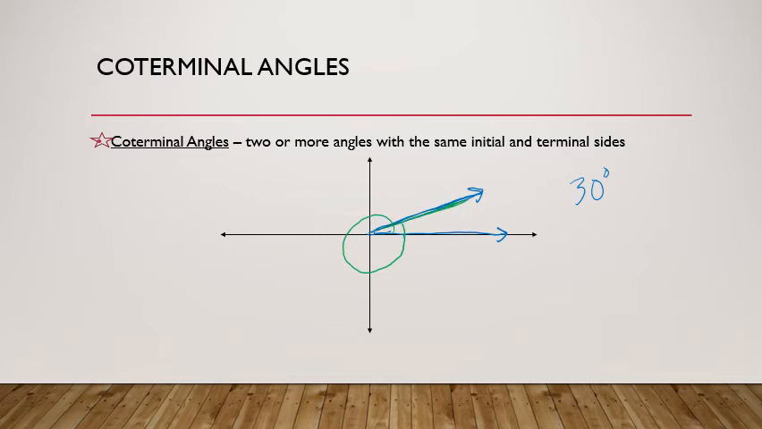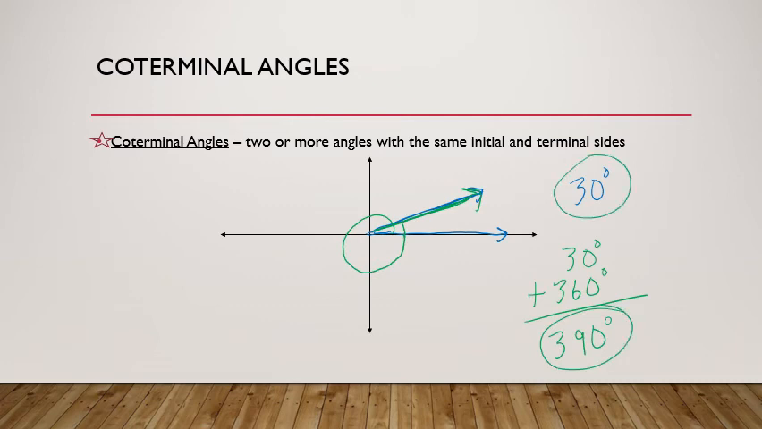So that terminal side would be in the same place, but that actual degree measure would be 30 plus that one full circle that we did around. And again, remember, one full circle is 360 degrees. So really, we'd have 390 degrees being coterminal to 30 degrees. And we could repeat that process and go around another circle and just add 360 to 390 and find another coterminal angle. So there's an infinite amount of coterminal angles we could draw for any given angle.